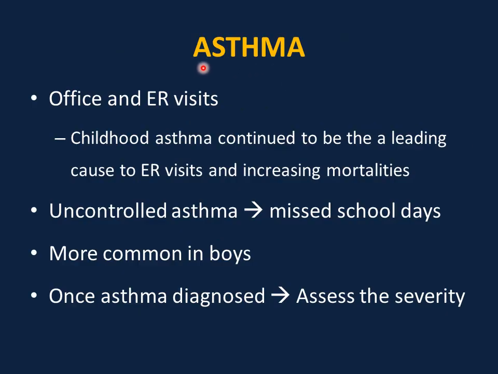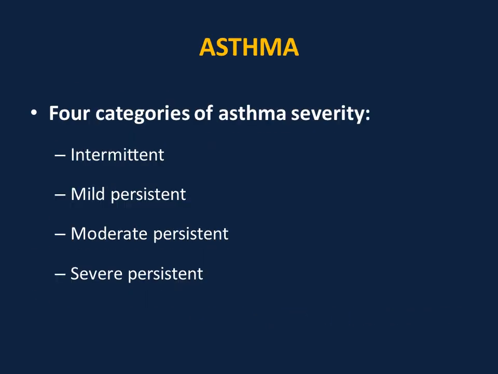Asthma is a very important topic. Despite advances in medical management of asthma, childhood asthma continues to be a leading cause of emergency department visits, hospitalization, and missing school days. Asthma is more common in boys, and you have to know that once asthma is diagnosed, you have to assess the severity of the asthma, and we'll learn that in the next few slides. Categories of asthma: intermittent asthma, mild persistent, moderate persistent, and severe persistent asthma. We will learn more details in the next few slides.